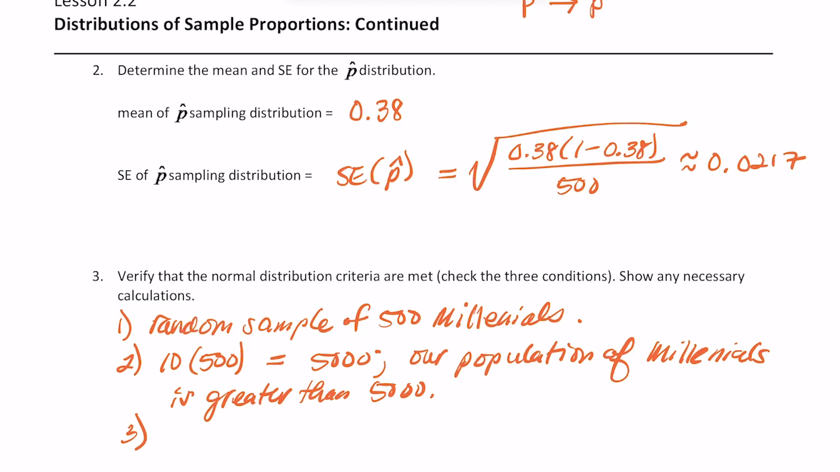And then the last thing we want to check is what's called our success-failure. So remember that's your n times p, and it has to be greater than or equal to 10. And your failure is n times q, or n times 1 minus p, which must also be greater than or equal to 10. So n here is 500, that's our sample size, and p is 0.38. And we just need to calculate and make sure that that's greater than or equal to 10, okay?